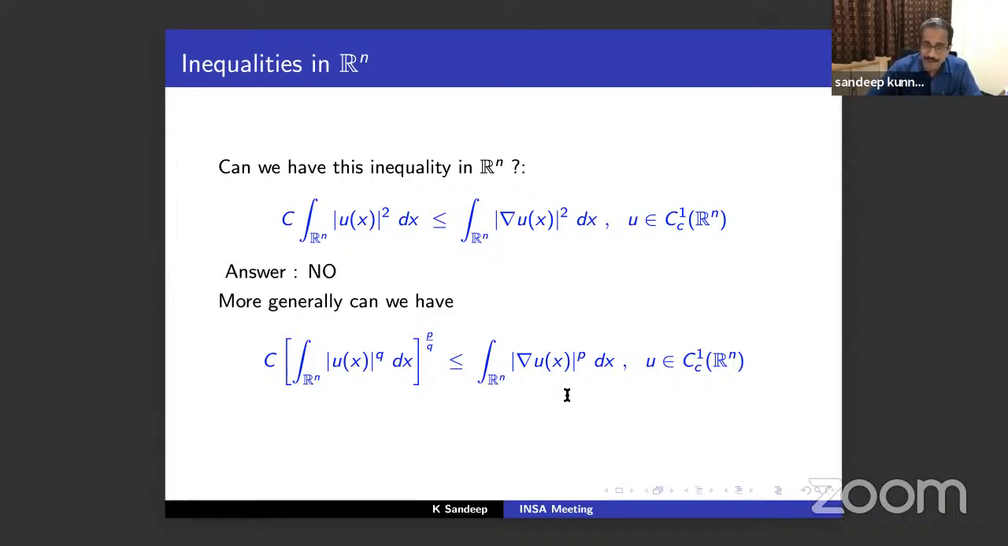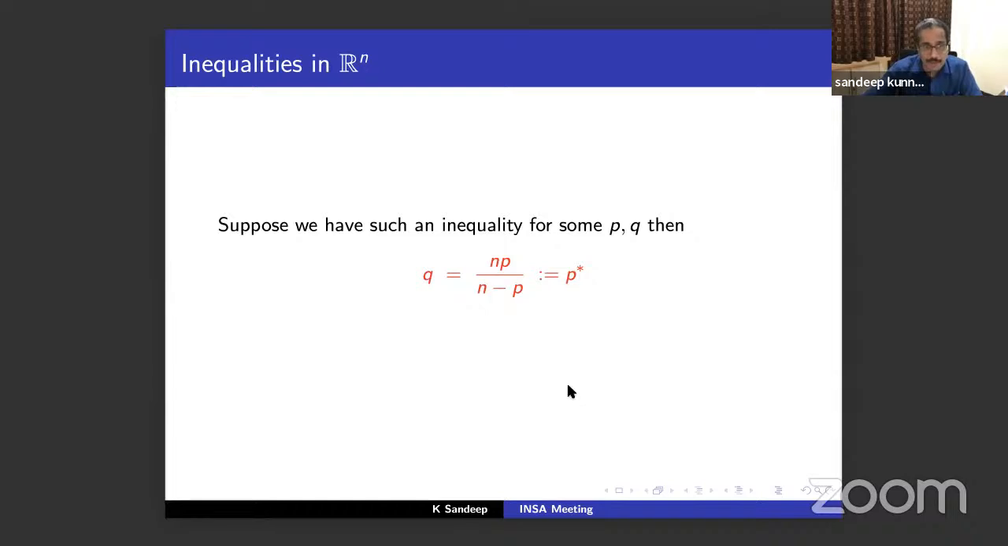Then you plug that in, again, you have to see what the power comes out, and they have to match. If you do such an argument, then you will immediately see that, suppose we have such an inequality for p and q, then there has to be a relation between q and p, namely q has to be like np by n minus p.